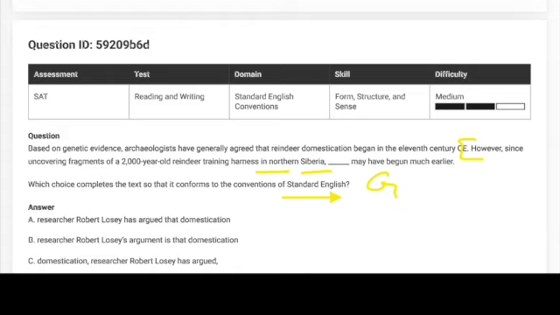Can you also tell me why the first one is the correct answer? Why not the second one? It is because of this apostrophe in the second one, right? So, who was uncovering fragments of the 2,000-year-old reindeer training harness in northern Siberia? Researcher Robert Lozzi, or researcher Robert Lozzi's argument? Obviously, the researcher was. The researcher was uncovering that, not the researcher's argument. Okay. So here's another tip. In these questions, be aware of apostrophes, right? Apostrophes can literally change the word that is being modified.